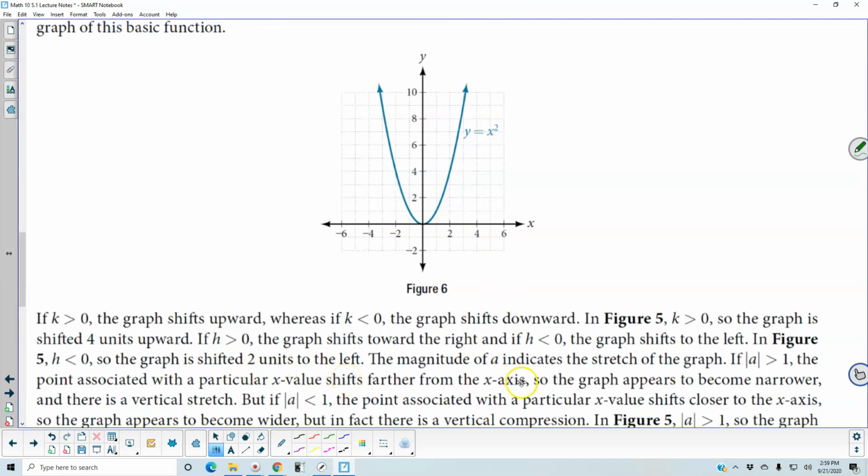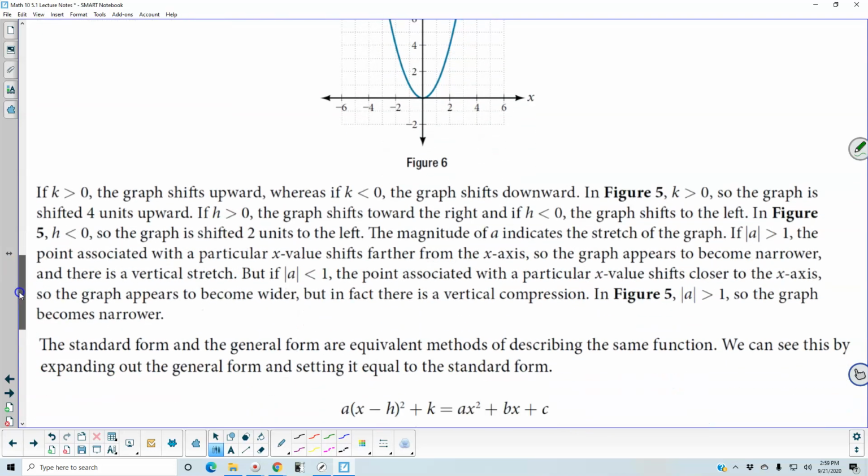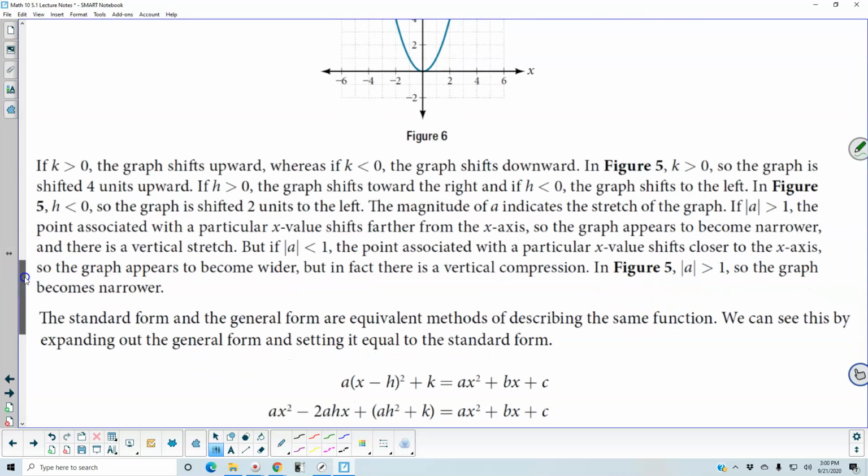Now, the magnitude of a indicates the stretch of the graph. So if the absolute value of a is greater than 1, then the point associated with a particular x value shifts farther from the x-axis, so the graph appears to become narrower and there is a vertical stretch. But if the absolute value of a is less than 1, the point associated with a particular x value shifts closer to the x-axis, so the graph appears to become wider. But in fact, there is a vertical compression. So in figure 5, the absolute value of a is greater than 1, so the graph becomes narrower.